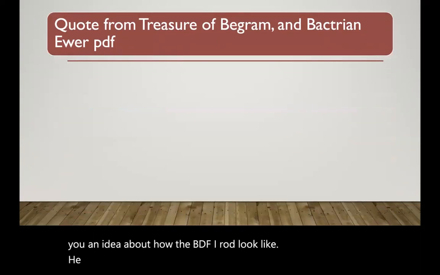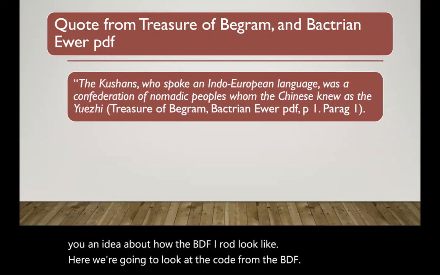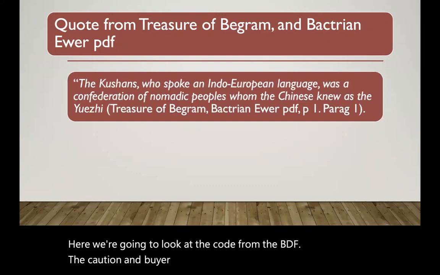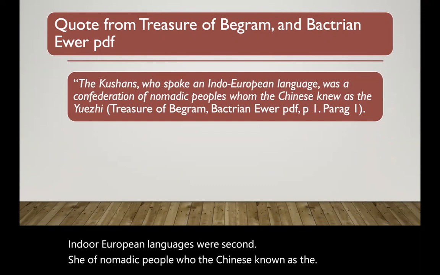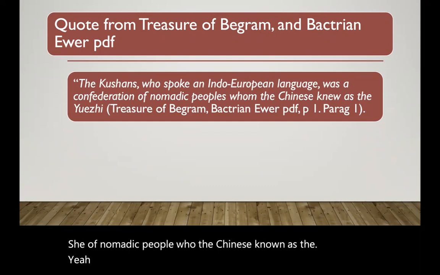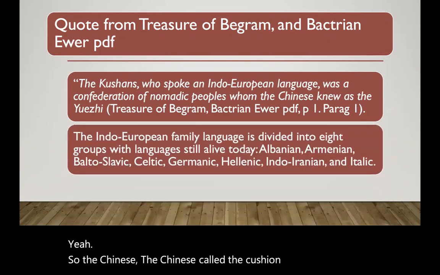Here we're going to look at the code from the PDF. The Kushan Empire spoke Indo-European languages and was a combination of nomadic people whom the Chinese know as the Yuezhi. So the Chinese call the Kushan Empire differently.